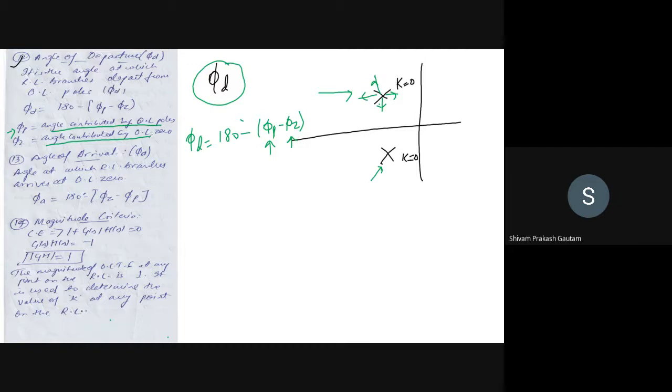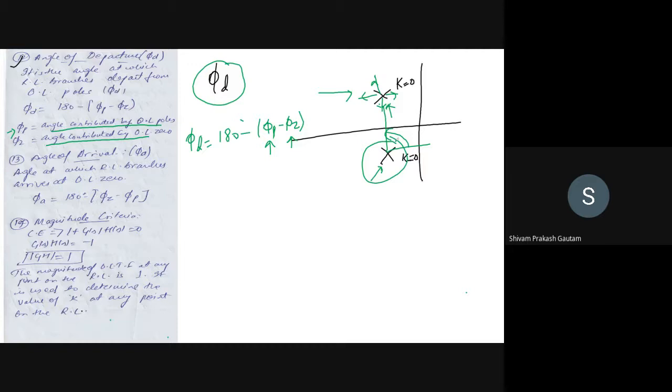So suppose you're calculating the angle of departure for this pole. Phi p will be the angle contributed by all the other poles. In this case, there is only one pole. So you have to calculate the angle contributed by this, moving from left to right, right? You can calculate the phi p angle from here. You can measure the angle from the right hand side towards the left hand side in an anti-clockwise direction. So angle will always be measured in an anti-clockwise direction, right?